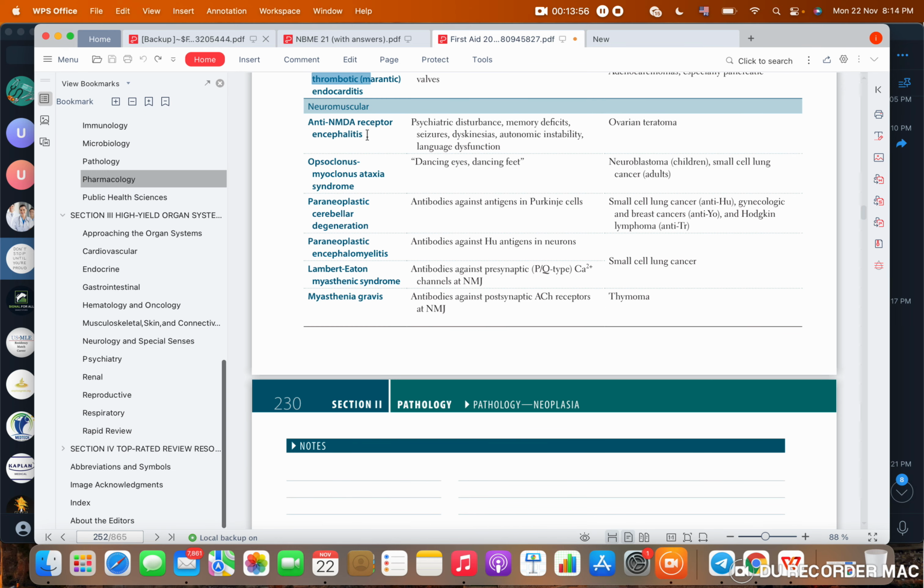Okay, so the last thing is neuromuscular disorders. So the neuromuscular disorder goes something like this. We have the anti-NMDA receptor encephalitis. It happens secondary to ovarian teratomas, and this patient will have psychiatric disturbances, memory deficit, seizures, dyskinesia, autonomic instability, and language dysfunction. Maybe you heard about this lady who got this tumor and started to speak a foreign language. You're like, what? Yeah, it's this one.